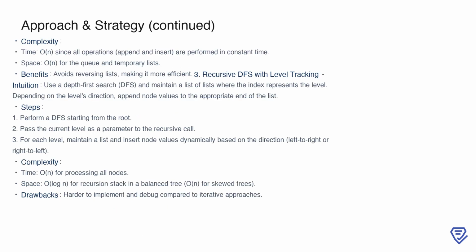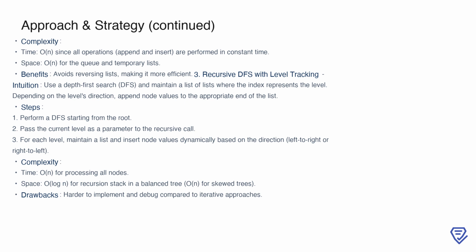The optimized approach leverages the properties of a deque to handle dynamic insertion efficiently. By alternating the insertion direction at each level, we can achieve the zigzag pattern without needing to reverse lists. For example, when traversing left to right, we append node values to the end of the temporary list, and when traversing right to left, we insert node values at the beginning of the list. This ensures that each level is correctly ordered in a single pass.